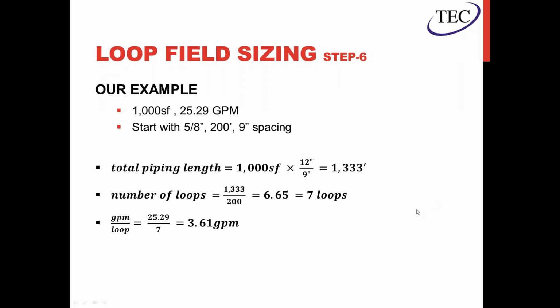Going back to our example, we had 1,000 square feet. We had calculated 25 GPM. So we'll start with a selection of 5/8 inch PEX, 200-foot loop lengths, and 9-inch spacing. As you see here, we'll need a total length of pipe just over 1,300 feet for our 1,000 square foot area. That comes out to just about 6.5 loops, so obviously round up to 7 loops, which gives us about 190-foot loop lengths, and each loop will have 3.61 GPM.